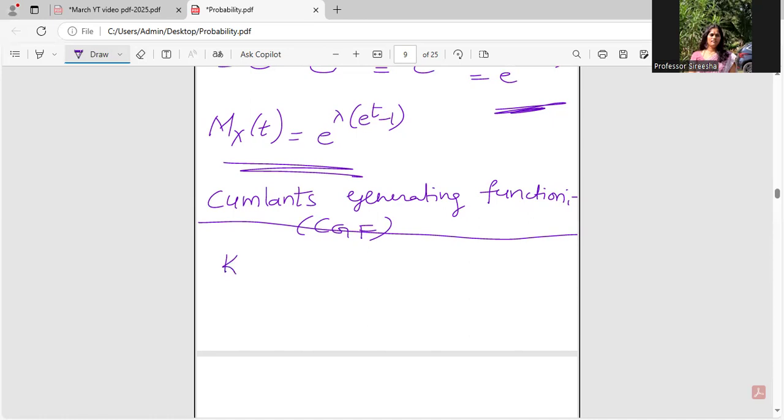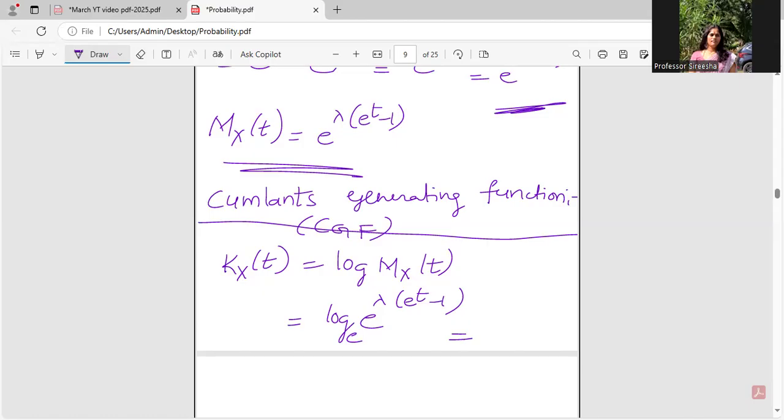What is cumulant generating function? It's denoted by K. K X of t is nothing but log of M X of t. Log of moment generating function is cumulant generating function. Now apply log to the moment generating function of Poisson. See what happens. Log e base e will give me what? 1. So lambda into e power t minus 1 is what I have.